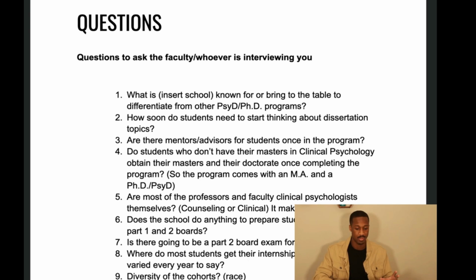I have it here. And again, here's the thing, y'all. Why is this so important? It's important because you want to communicate that you are interested in the program, that you want to be there, that you're excited to be there. And the best way to do that is by asking really good questions, okay? So I'm going to leave this here.